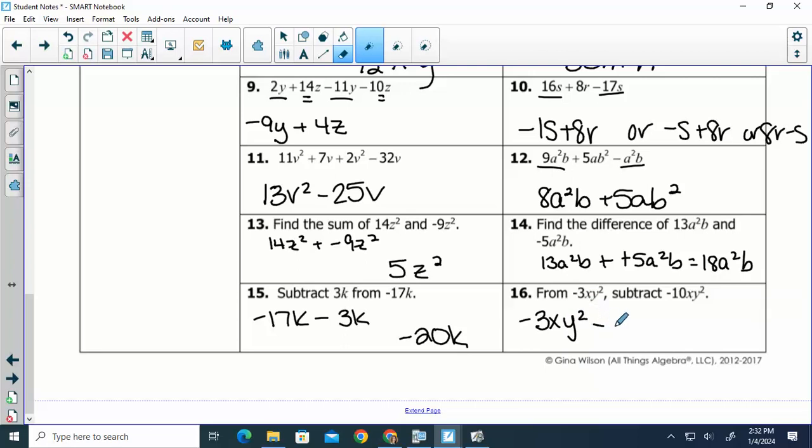And then I want to subtract negative 10xy squared. So minus a negative becomes positive. We get a 7xy squared. Any questions on this?